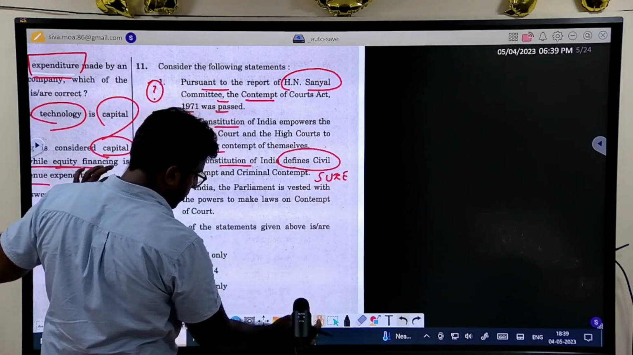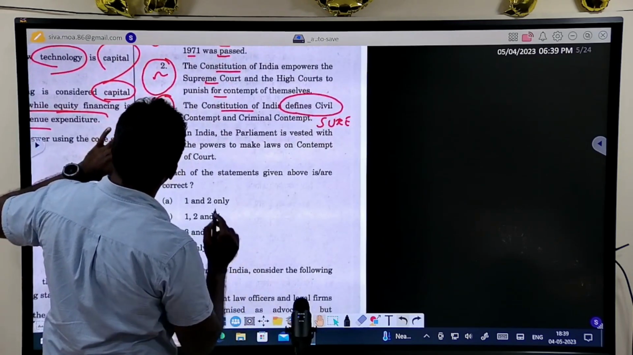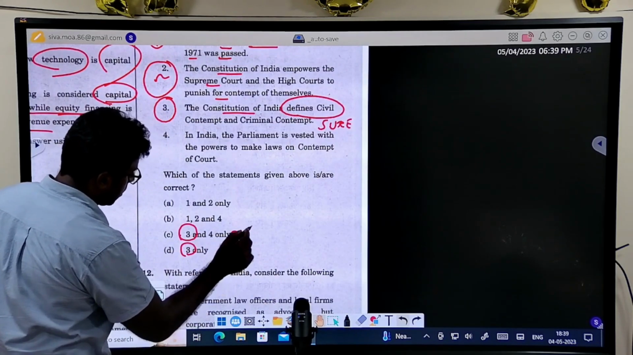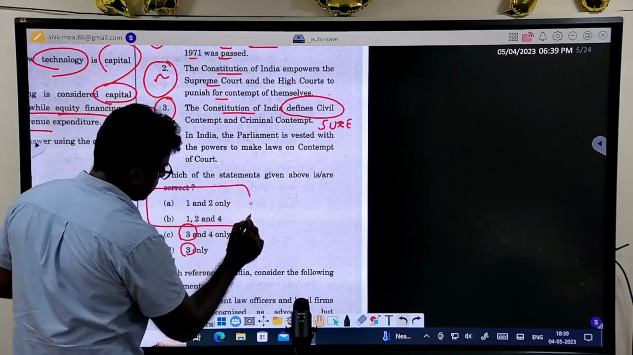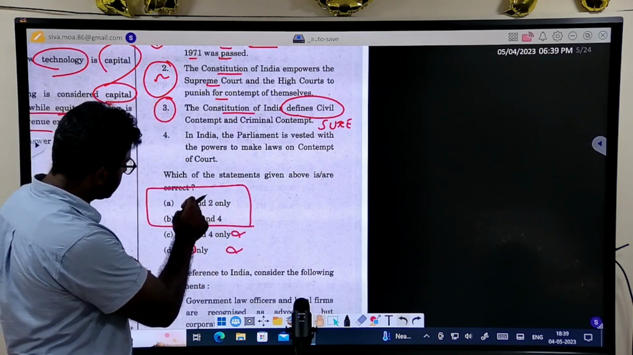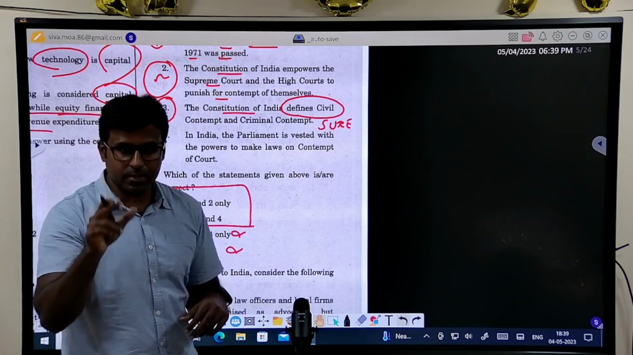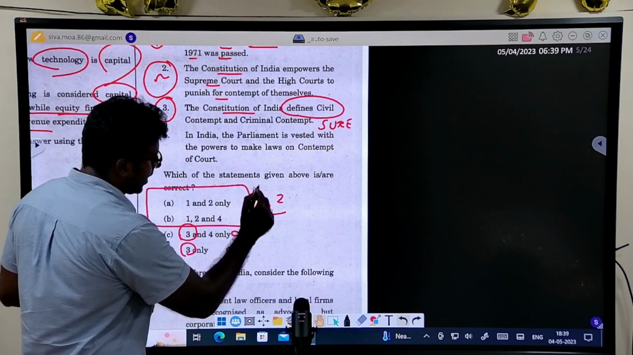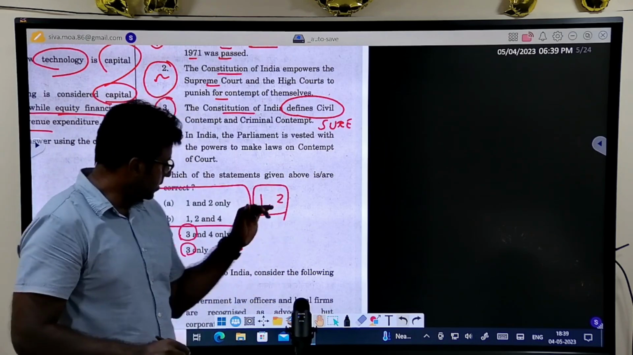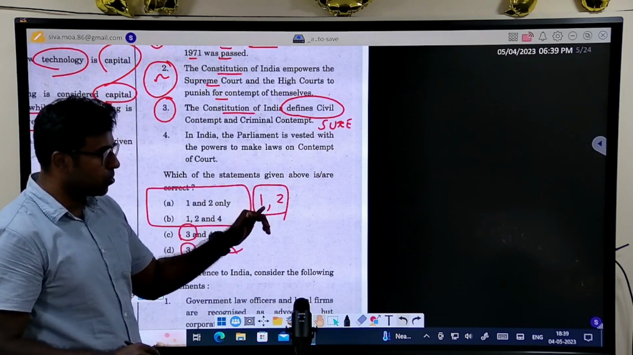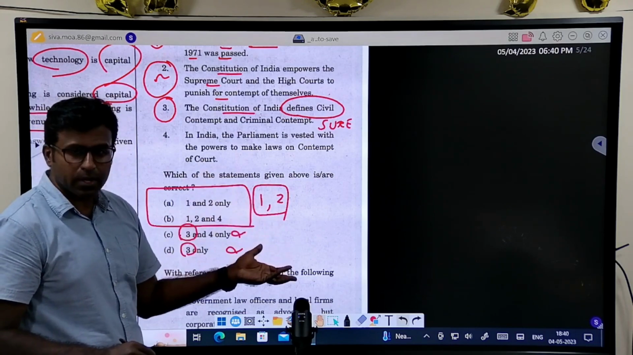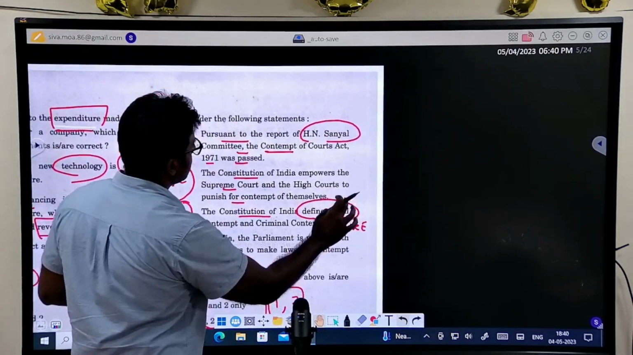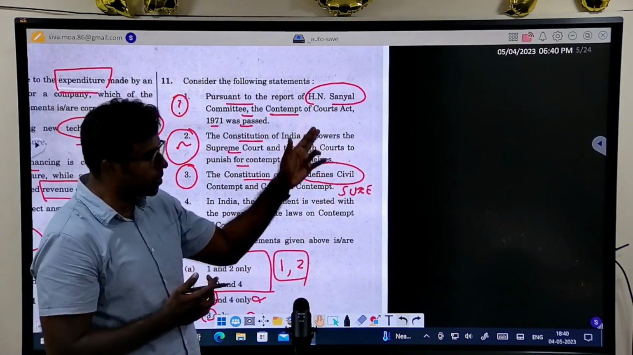So I'll come here. Statement 3 is wrong. This is wrong. So the answer is here. If the answer is here, that is the point. Watch closely: if the answer is here, 1 and 2 are definitely right. I don't have to care whether H.N. Sanyal said it or not, because the options themselves have given that 1 and 2 are correct.